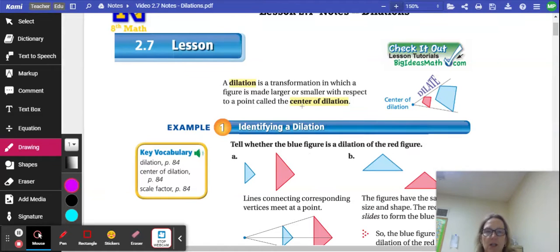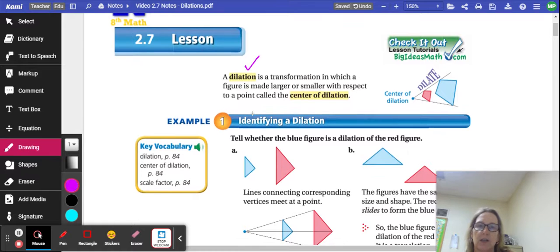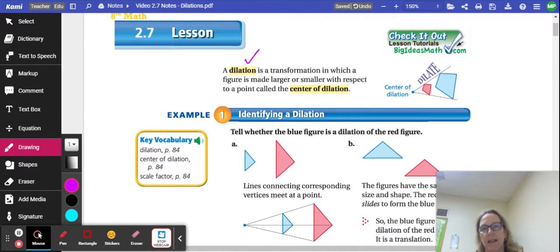Hi, today we're going to talk about the fourth type of transformation. It's called a dilation. And if you've ever gone to the eye doctor, you might have had them dilate your pupils so they can get a good look inside. And in that sense, they were enlarging your pupils. But dilate also means to shrink, to make smaller. So it's to make larger or smaller.